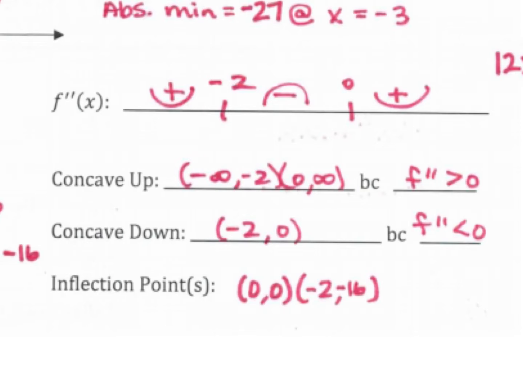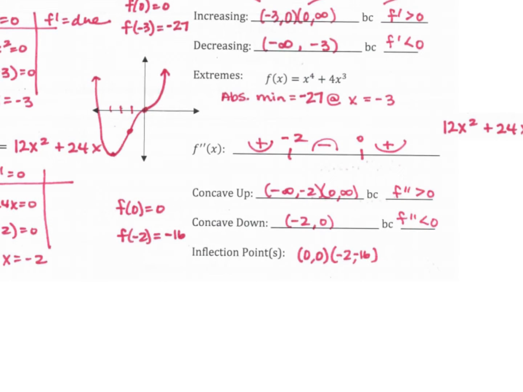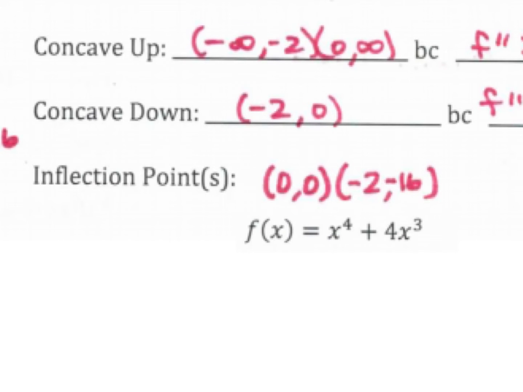We could write out our intervals using the justification that the second derivative is either positive or negative, greater than 0 or less than 0. And to get the specific inflection points, we'd plug in -2, and we'd plug in 0 into our original function. So we'd plug those into the original f of x function to get the y values.